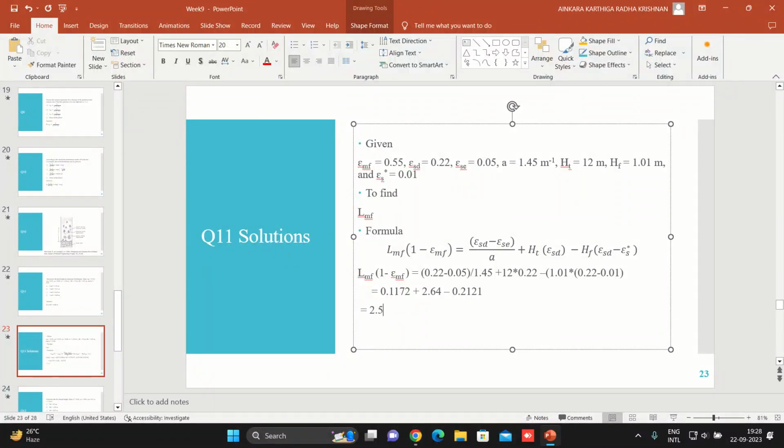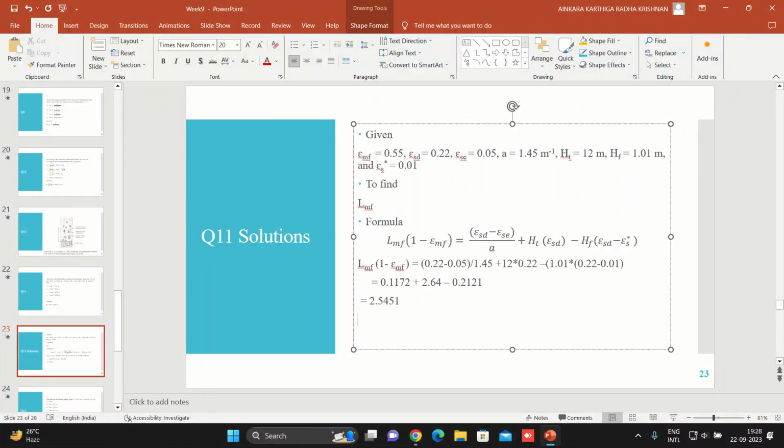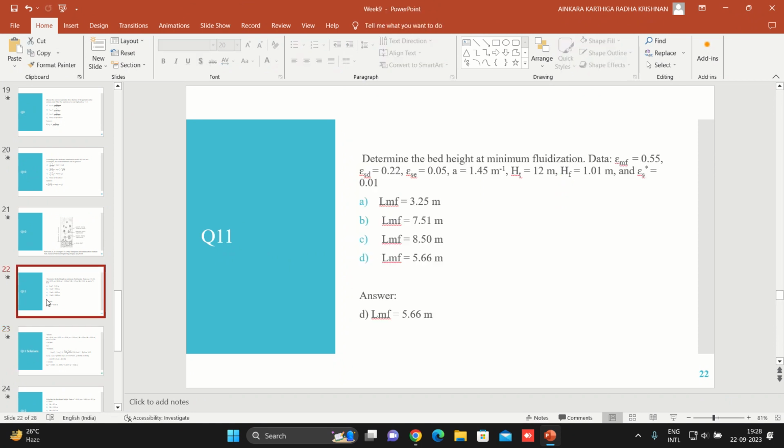It is again 2.5451. So how do we find LMF? It is equal to 2.5451 divided by 1 minus 0.55, which gives the value as 5.6557 meter. This is approximately equal to 5.66 meter, which is the given answer. The answer is option D, which is 5.66 meter.